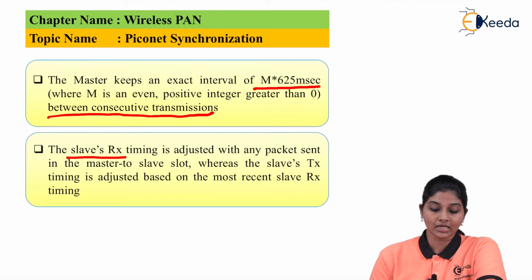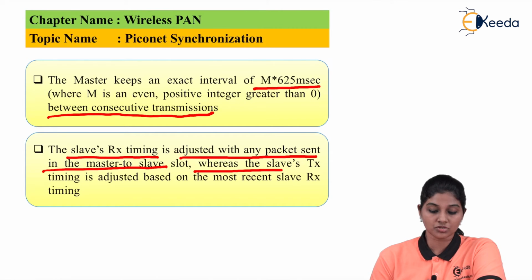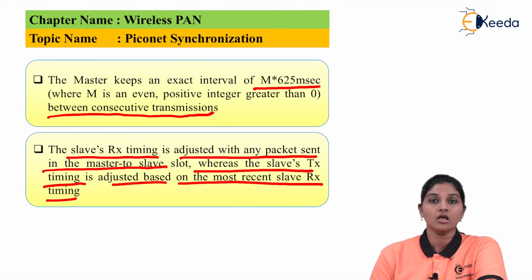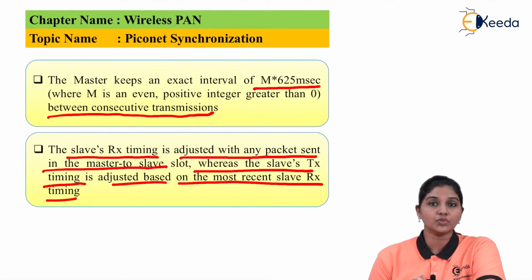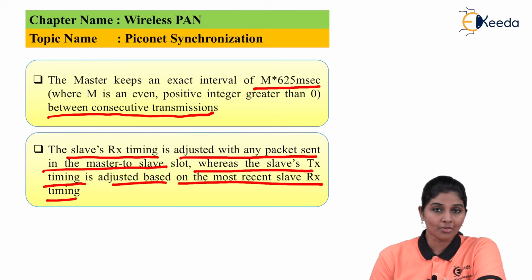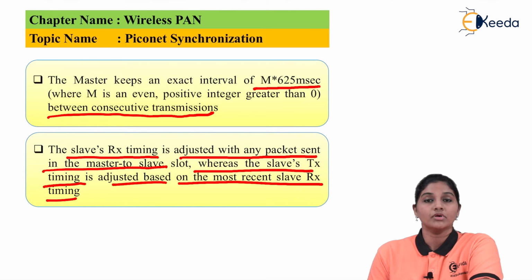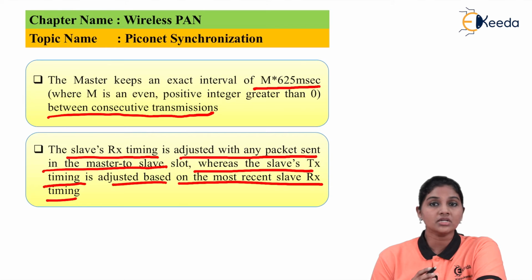The slave receiving timing is adjusted with any packet sent in the master slave slot, whereas the slave transmission time is adjusted based on the most recent saved receiving time. In this way, the synchronization between the transmitter and receiver, that means between the master and slave, can take place. When the slave is in the adjusting mode, the receiving time of the slave is adjusted for any packet sent from the transmitter. And when the slave is in the transmitting mode, the transmitting time of the slave is adjusted based on the receiving time of the slave.